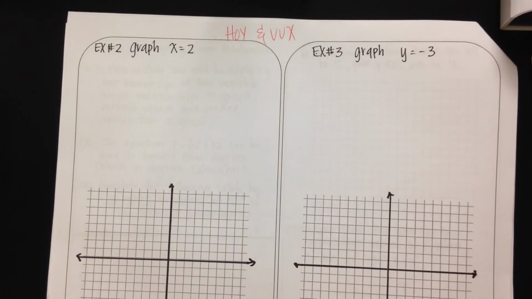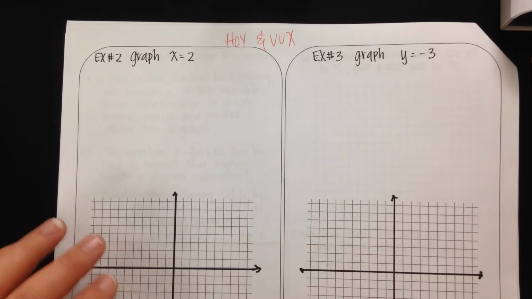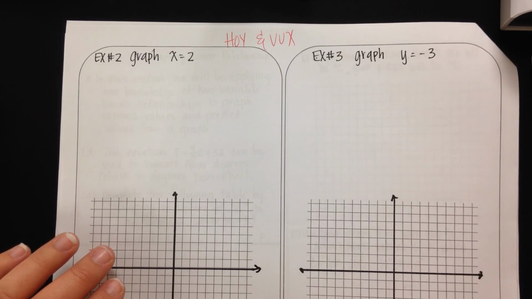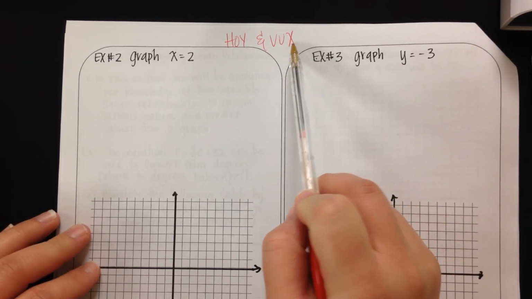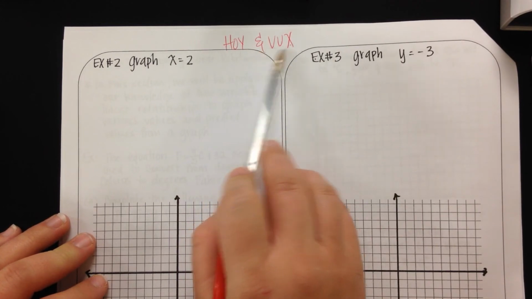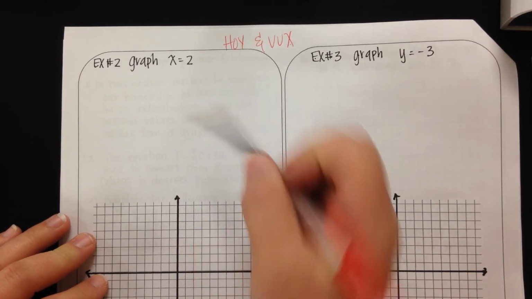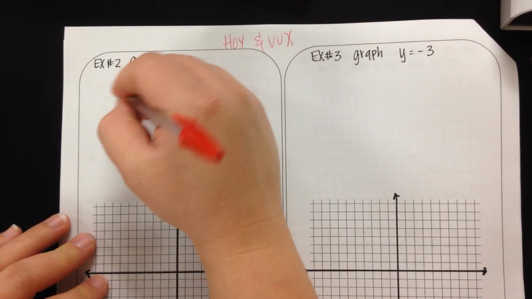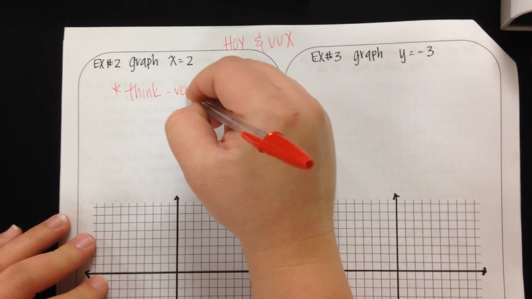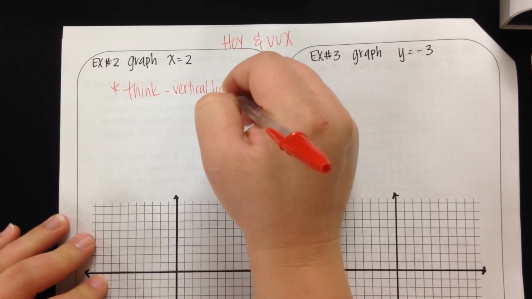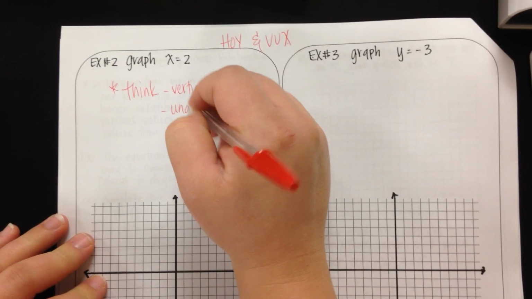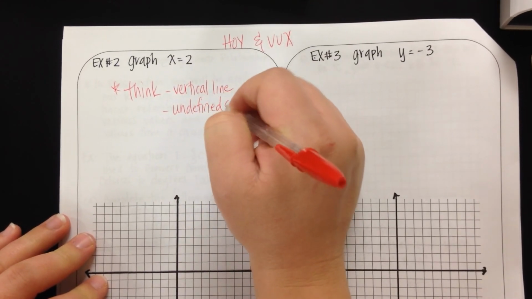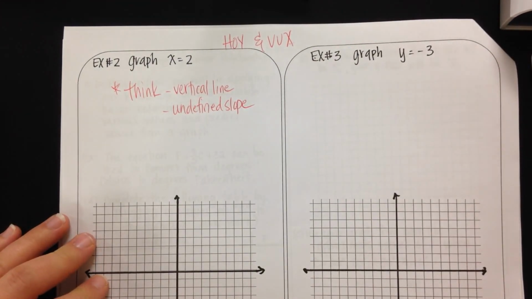Okay, so on example 2, we have a graph that's x equals a number. So are we going to look at HOY or are we going to look at VUX? VUX. Okay, and if you ever forget, look, it ends in the acronym that you need. So what this means, that I know my line is going to be vertical, and I'm just going to make some notes. You don't have to do this on every single problem, but what I want you to think when you see this is vertical line, okay, and undefined slope.